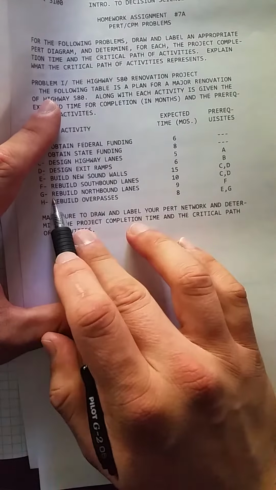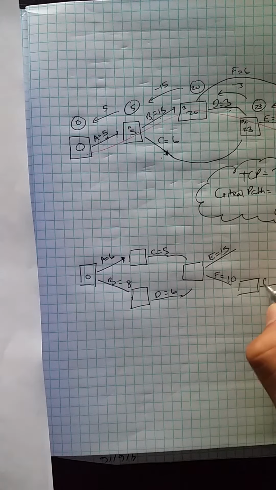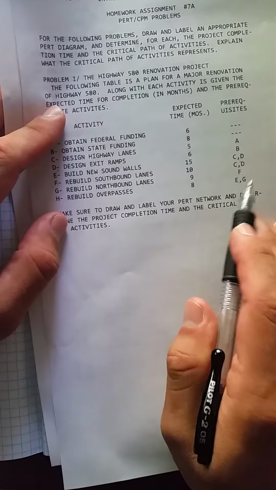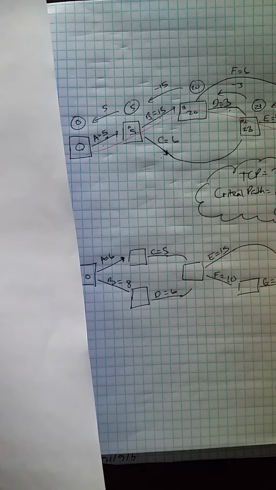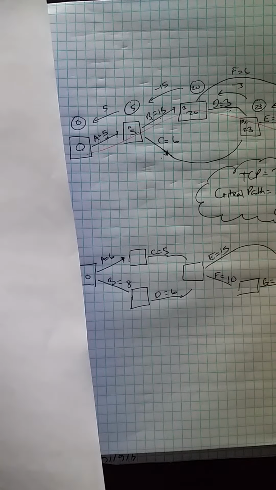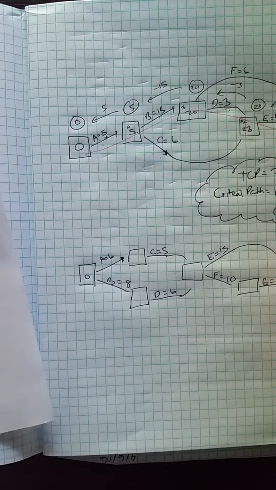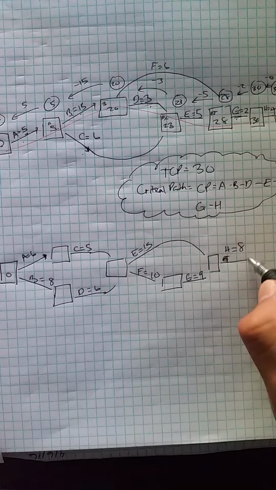Now we see that G needs a prereq of F. So we go ahead and put G there, and G is going to equal 9. And lastly, rebuild overpasses, H, needs a prereq of E and G. So E and G are the prereqs for H. All right, so we have our beautiful chart.